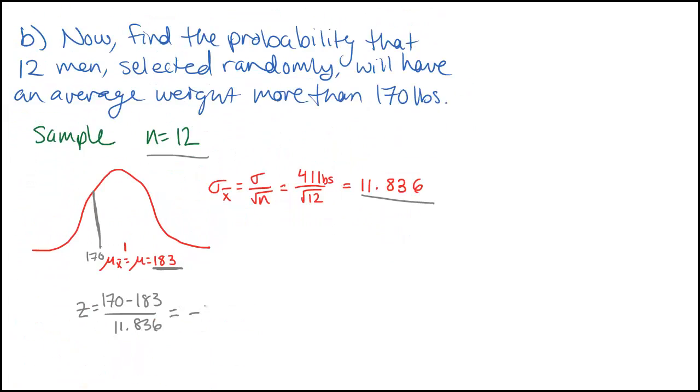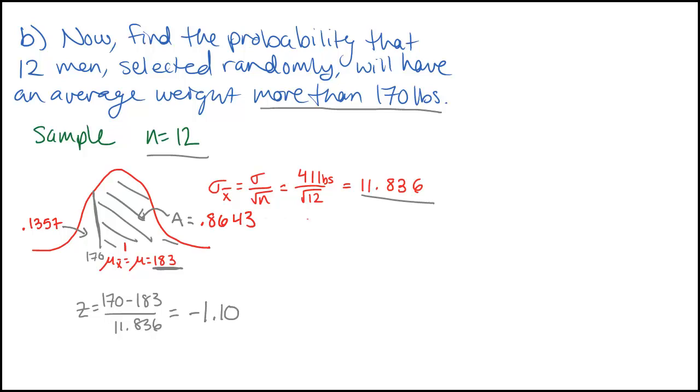Okay, so we compute our z-score here. If we round this, this comes out to negative 1.10. And again, when we look this up in the table, we're going to get this area to the left, but what we actually want is the area to the right, right? The probability that the sample average is more than 170 pounds. So this is what we want. So our number from the table comes out to 0.1357, which makes the area that we want 0.8643. So if we convert this to a probability, this is just 0.8643. As a percentage, this would be 86%.